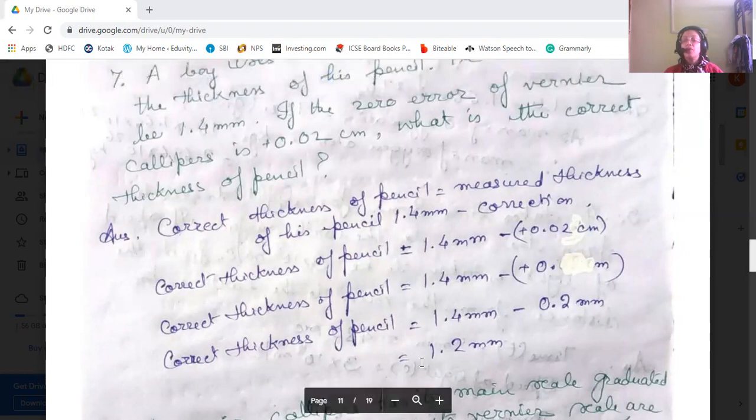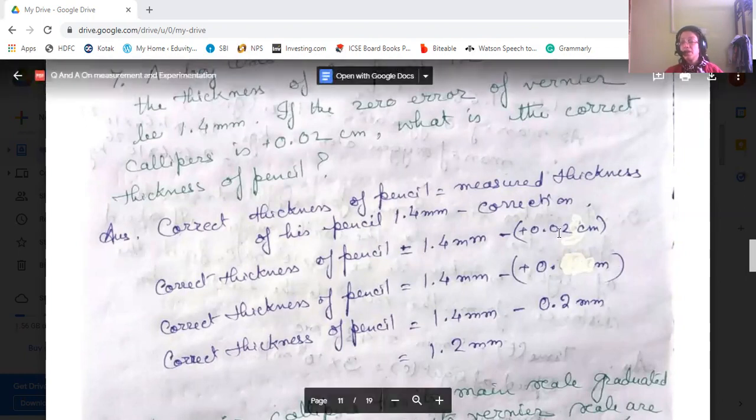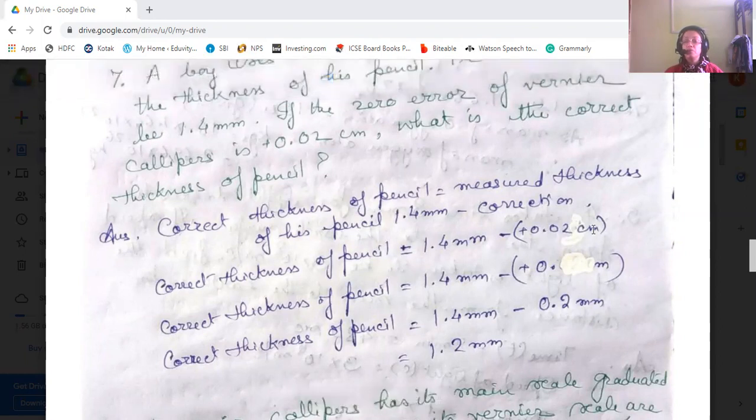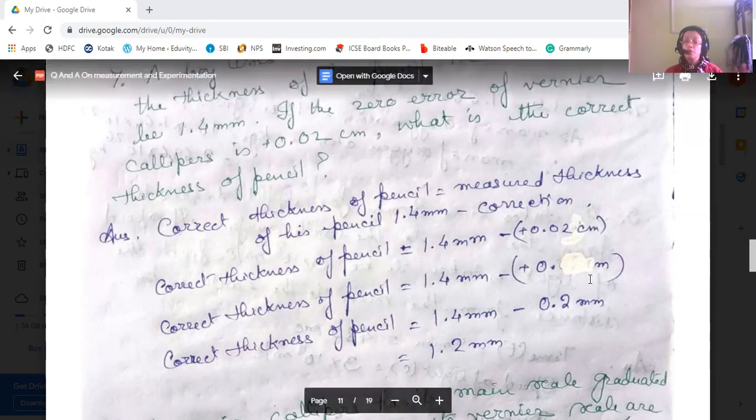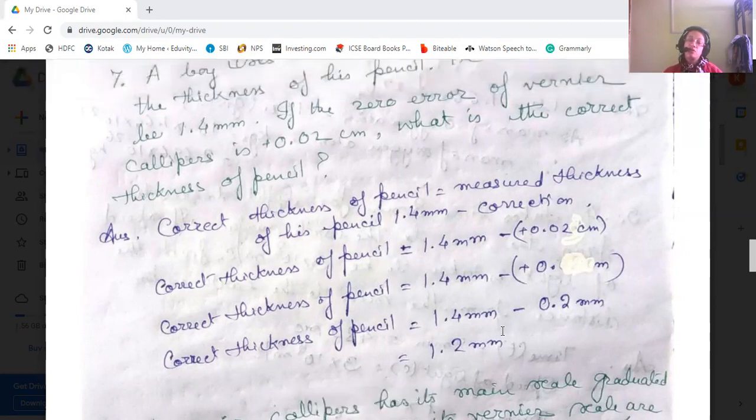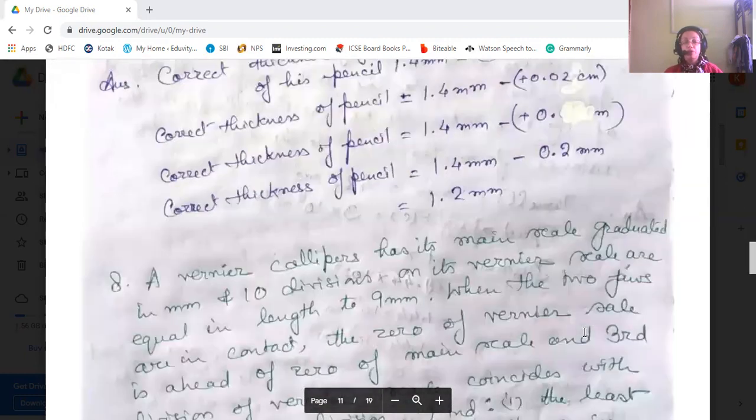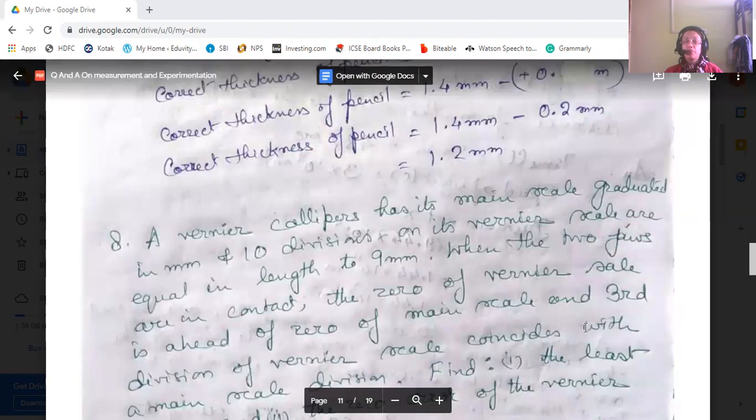That will give it in millimeters, because 0.02 is in centimeters, so we should convert it into millimeters. That will help us to subtract. With the same unit, you can subtract very easily. So 1.4 millimeters minus 0.2 millimeters gives us 1.2 millimeters, which is the correct reading.